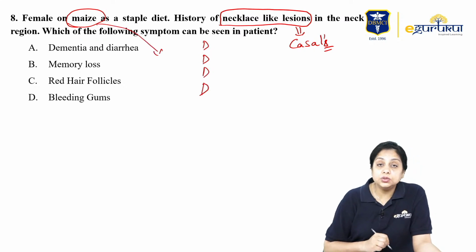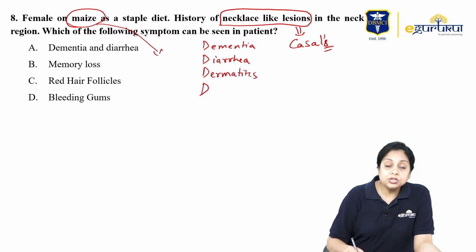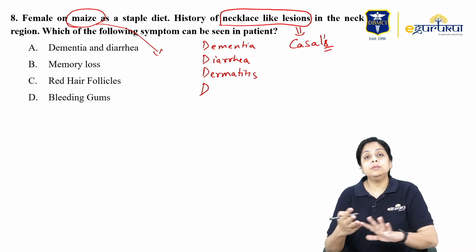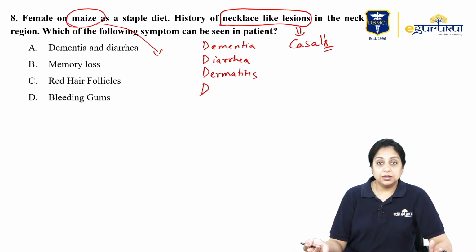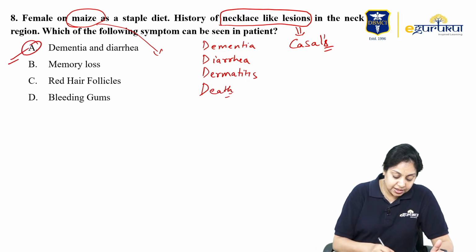Excessive maize is leading to pellagra, niacin deficiency, right? That will lead to dementia. Very good, all of you. Diarrhea, dermatitis. It is not just on the neck, but it can be all over the body also, right? And then finally, it may lead to death also. So choice A is the choice.